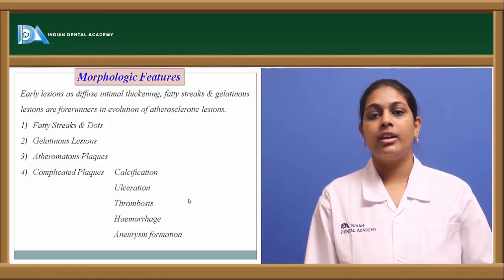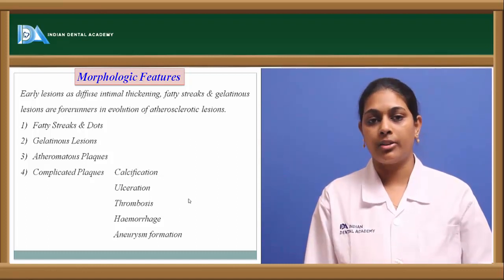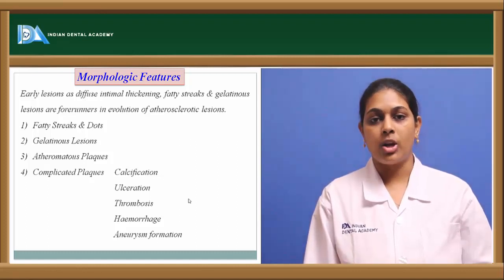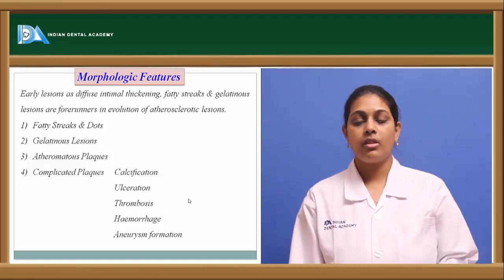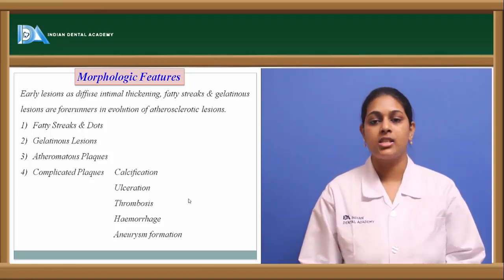Then it develops into an atheromatous plaque, then into a complicated plaque. Among the complications, when an atheromatous plaque is not treated or not removed, then it can either calcify, resulting in a metastatic calcification.